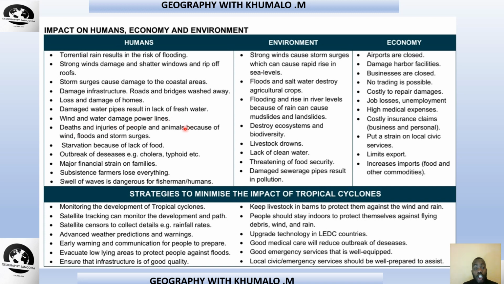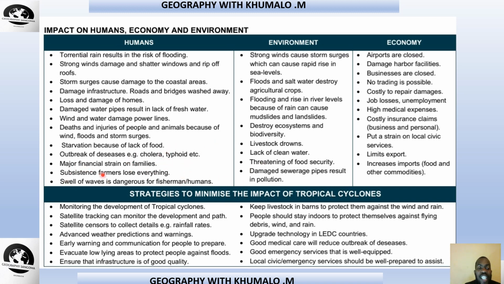Then we'll have load shedding, not even load shedding, a power cut. And then it may lead to death, injury of people and animals because of strong winds and floods and storm surge that occur due to this weather system, and then which will lead us to starvation because of lack of food, since our crops have been destroyed or damaged. The outbreak of diseases, remember, waterborne diseases are going to be perpetuated there. We are going to have diseases such as cholera, the typhoid, and etc.